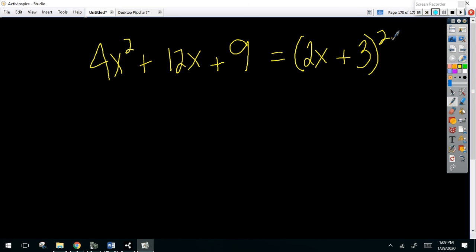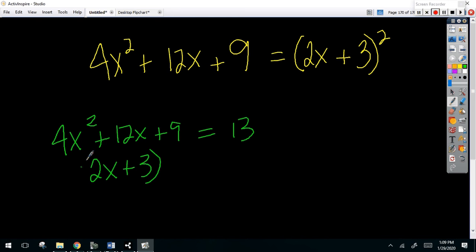Okay, this is convenient for a couple of reasons. If I had an equation, let's say I had 4x squared plus 12x plus 9 equals 13, and I was asked to solve it. Okay, if I knew that this was a perfect square trinomial, how might you be able to solve that? How many x's do you see in there? 1. It becomes a simple math problem. So that I can just take the square root and then I can solve from there. Okay, so that's the whole reason that it's convenient.